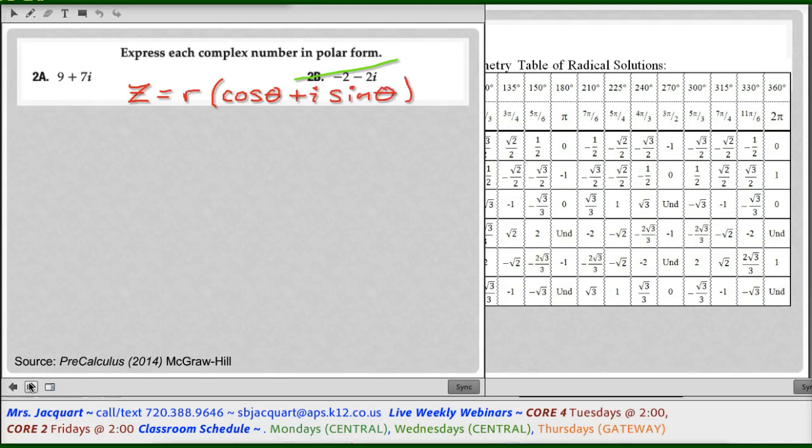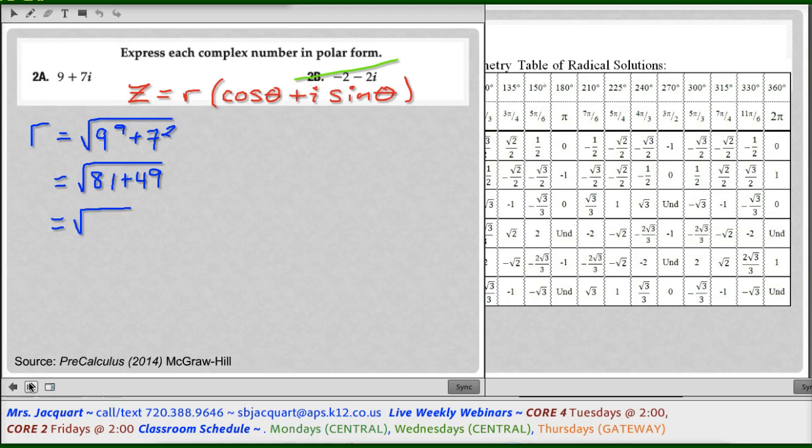We want to find r equals the square root of 9 squared plus 7 squared, equals the square root of 81 plus 49, equals the square root of 130. Okay, so let's find theta equals the inverse tangent of 7 divided by 9. Okay, and you're just going to crunch it in a calculator.